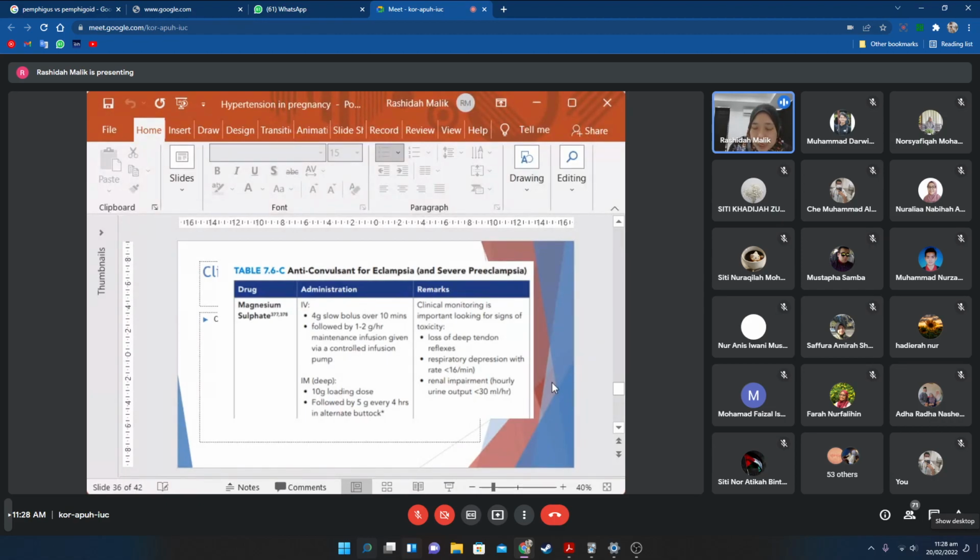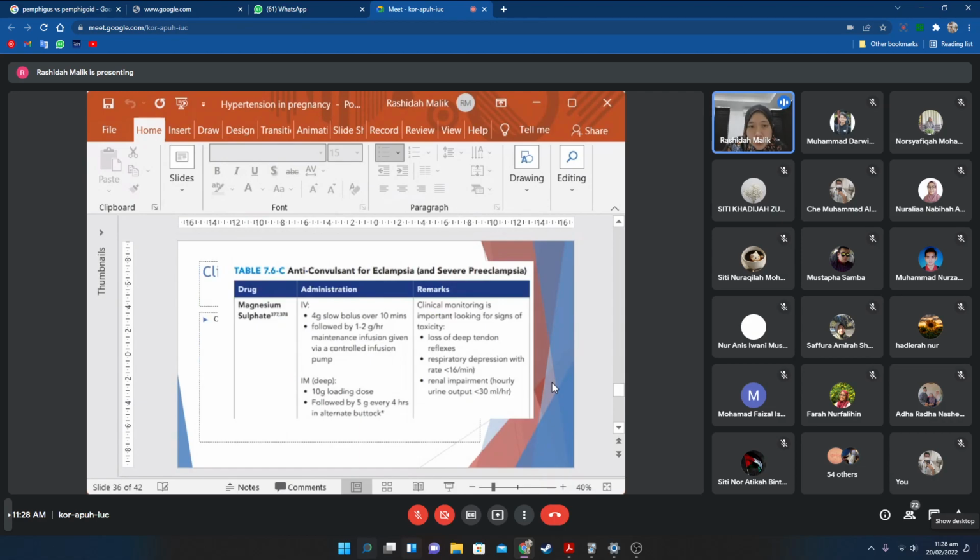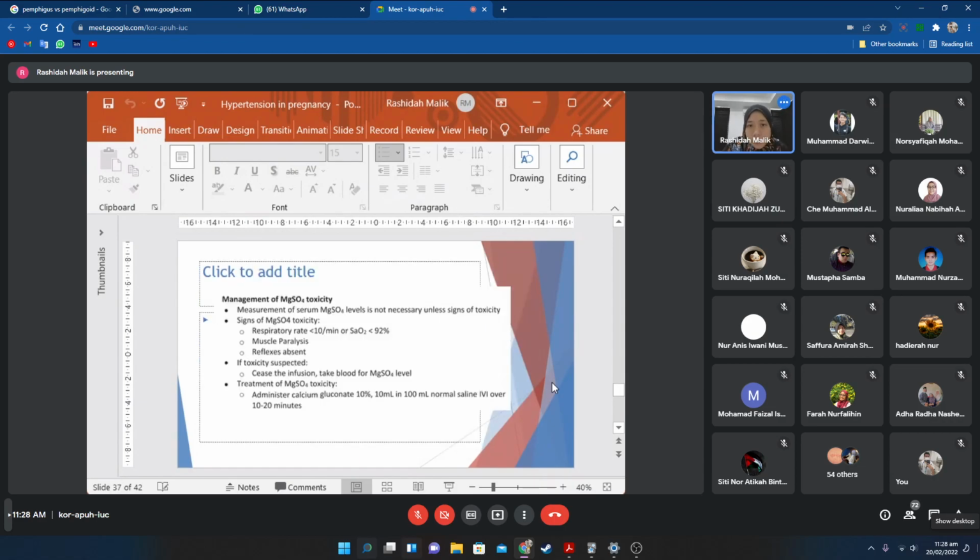IV magnesium sulfate, 4 gram, not 4 milligram, over 10 to 15 minutes, and the maintenance is 1 gram per hour. Usually we give 1 gram per hour over 24 hours, and 24 hours is from the last fit or from delivery, whichever is later. So once you've got the intravenous access, it is recommended to give intravenous. So the antihypertensive, all right.